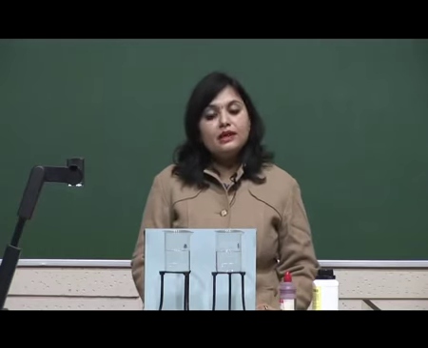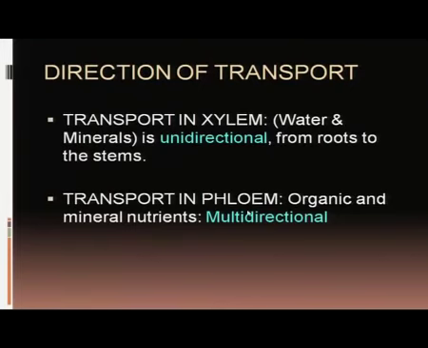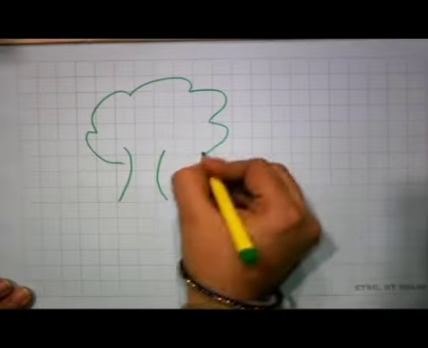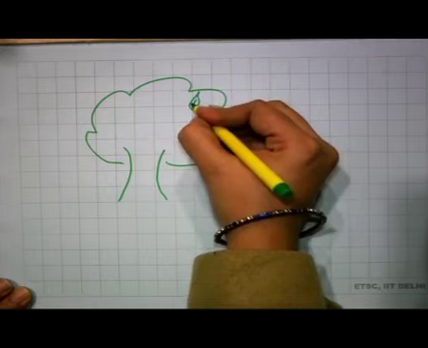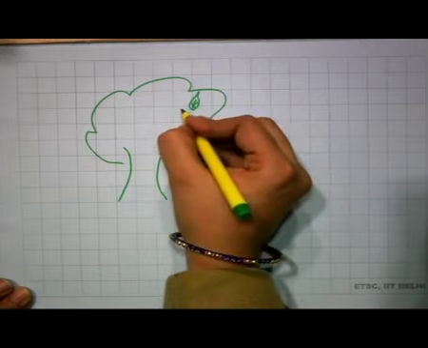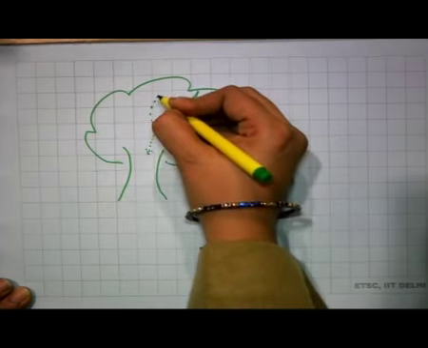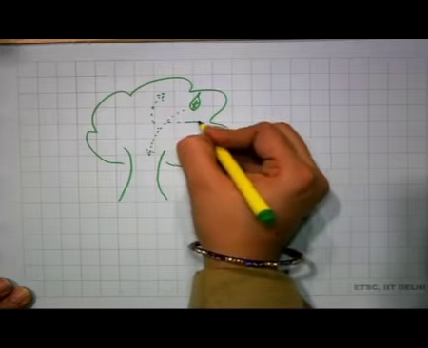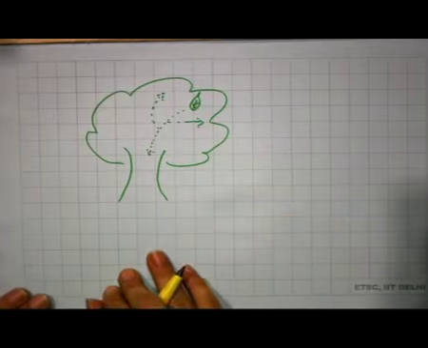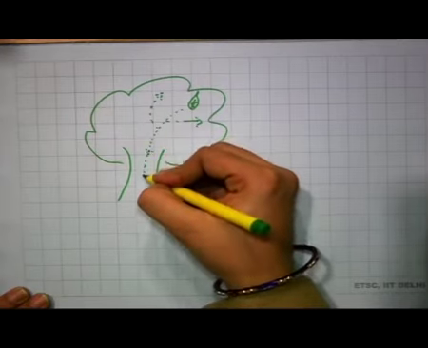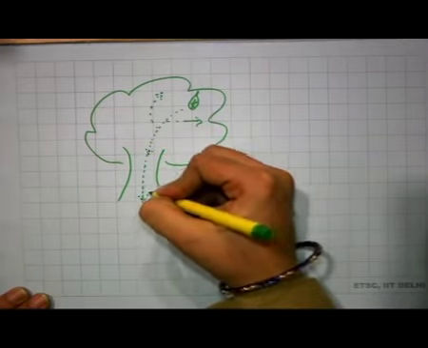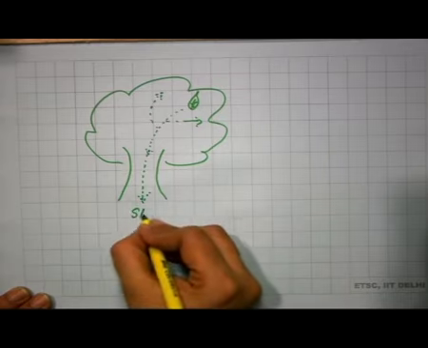But the same cannot be said of phloem transport, where organic nutrients are being transported. Look what happens. Suppose this is a plant. Photosynthesis was taking place somewhere here. So, when the food was made, it was to be transported to all the growing parts. Wherever there are stems, buds, growing flowers, the food will be taken to all directions. However, it will also be taken to the roots. They need the food for growth and for storage also.